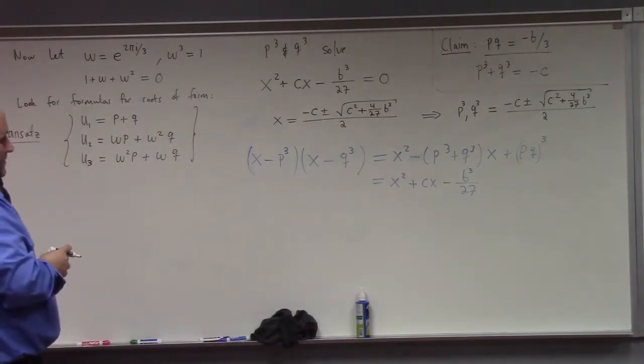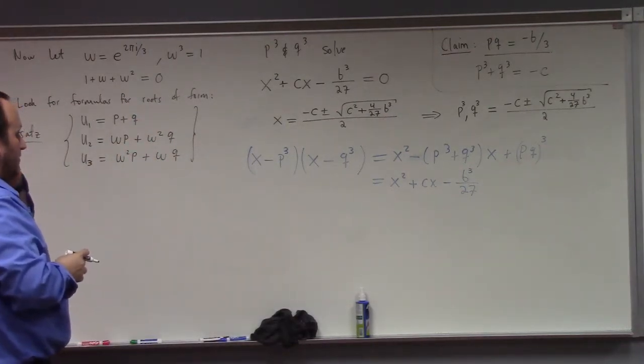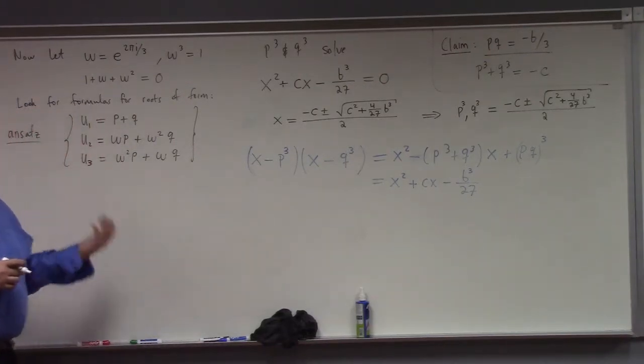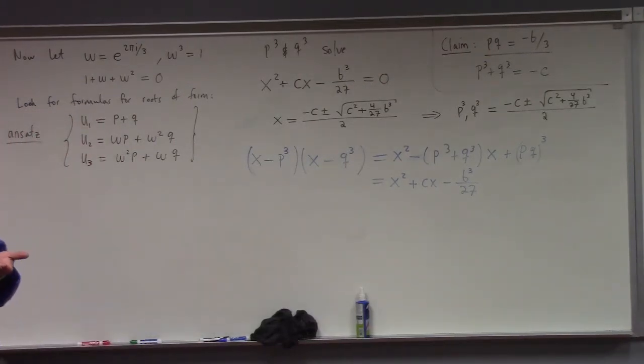But I have to be careful, right? So I solve this quadratic equation, I take a third root of it, I call it p, right? Then how do I choose q?